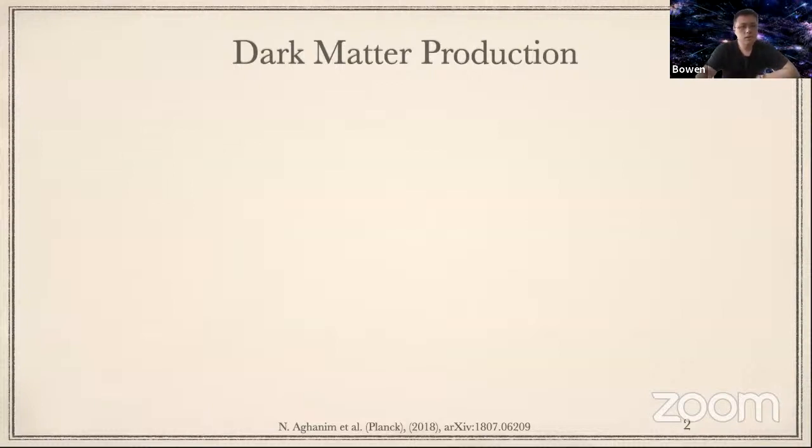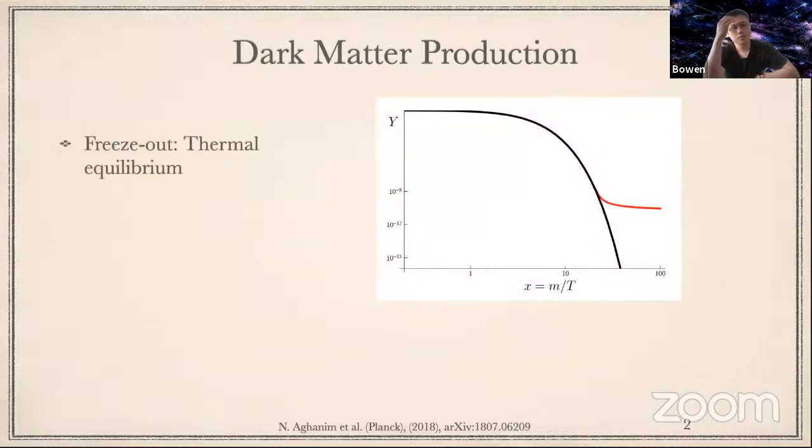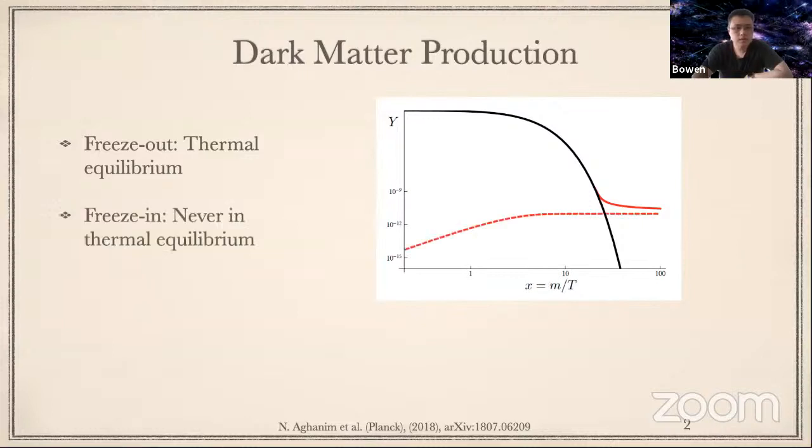First, I want to talk about dark matter production. In general, there are two different mechanisms for dark matter production. The first one is called freeze-out, which assumes the dark matter is in equilibrium after the reheating, and as the universe cools, it decouples from the thermal bath, and the comoving density freezes. The other one is called freeze-in, which assumes the dark matter has a negligible comoving density at the end of reheating, and it is produced from the thermal bath before it decouples as the universe cools down.